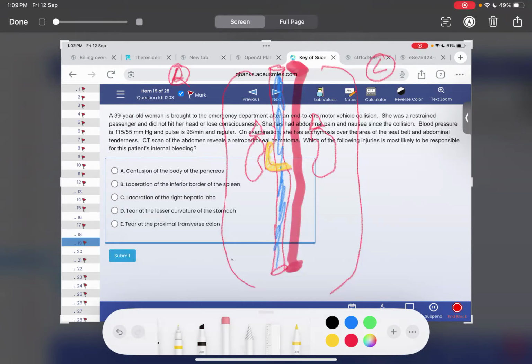Okay. Mark the dark side, descending. Go down. Are you getting the idea? These are all the retroperitoneal organs present in it.